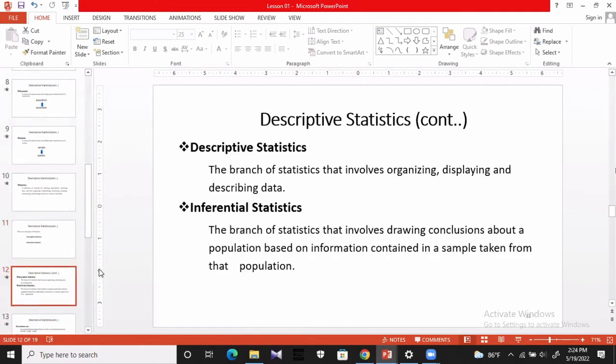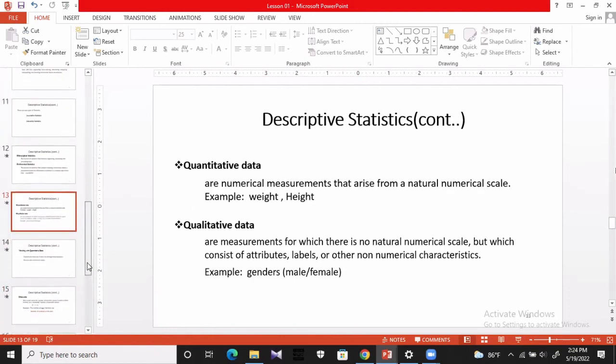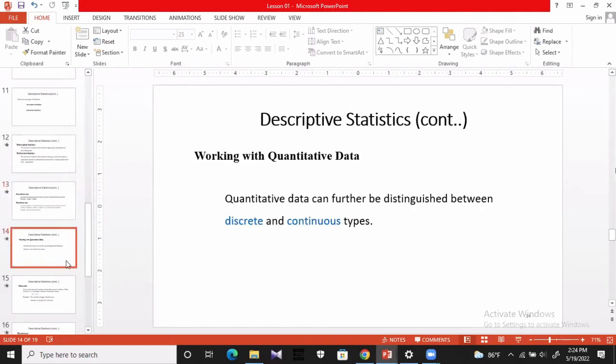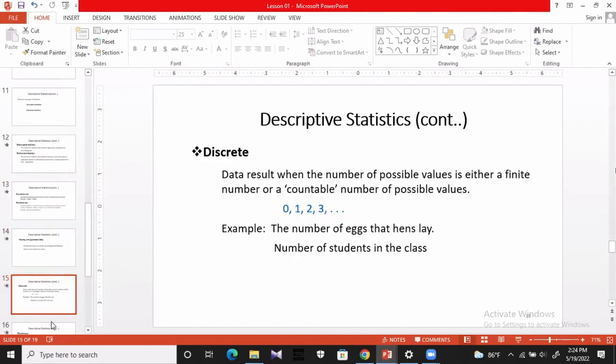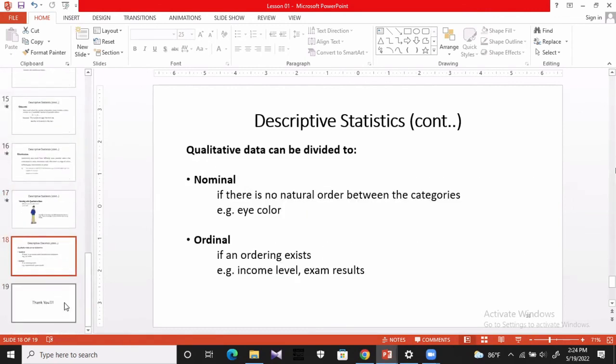Then we discussed popular data types: quantitative and qualitative, discrete, continuous, and nominal and ordinal. Okay, so this is the end of the first slide presentation. That means special terms used in statistics.